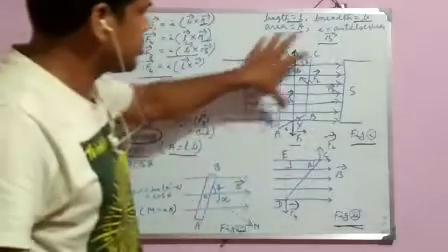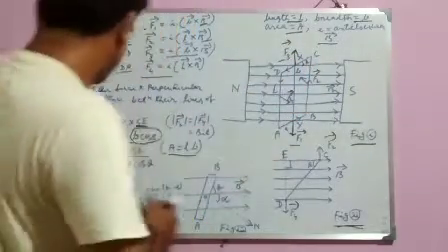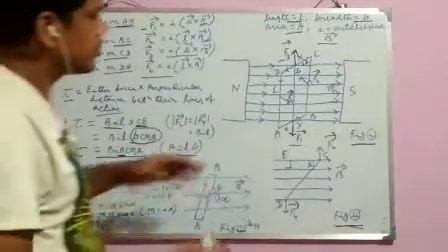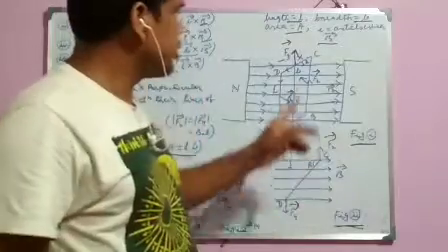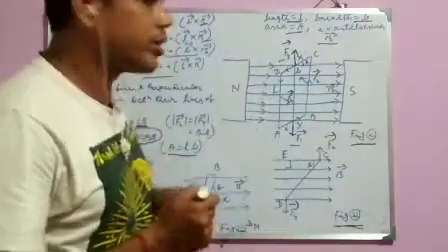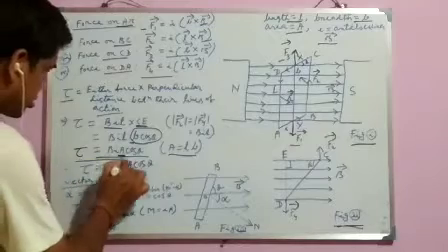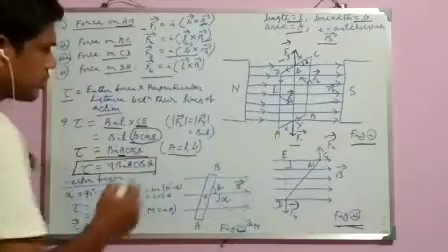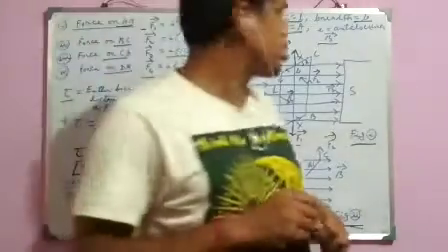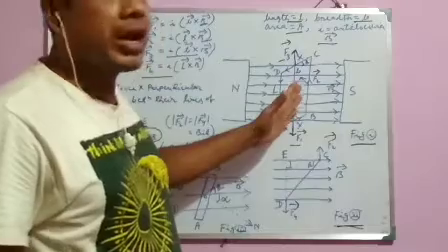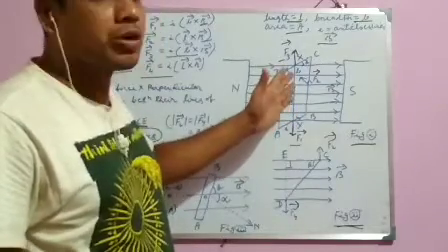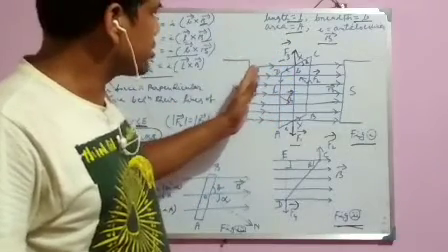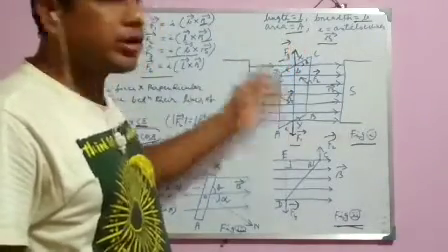Now the expression of torque is tau equals BIA cos theta. If we are considering a single coil, and the number of turns is small n, then the total torque is tau equals n times BIA cos theta. So this is the torque experienced by this coil whose number of turns is n when it is placed inside a magnetic field, and the coil is carrying current I in the anti-clockwise direction.